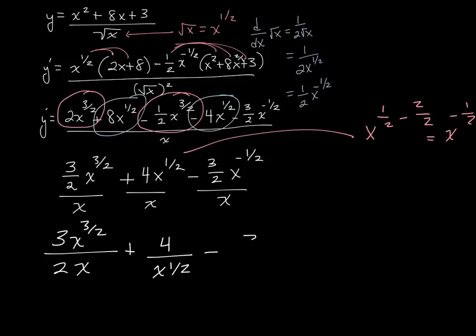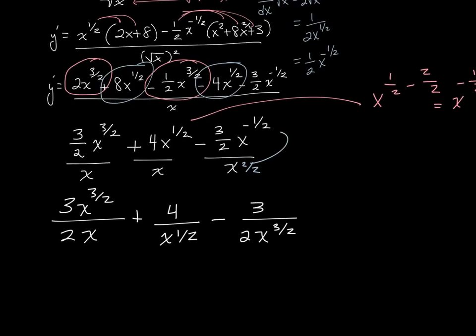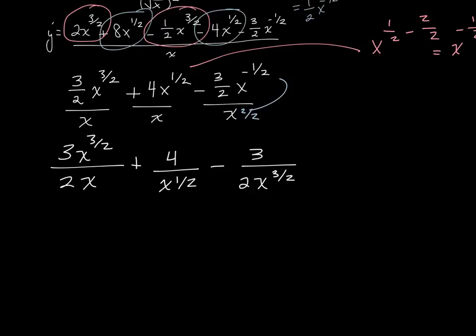minus 3 over 2x to the 3/2, because I'm taking negative 1/2 minus 2 over 2, which is negative 3/2, and I bring it to the bottom. So from here, I see that this is the biggest denominator, so that's my least common denominator. So I just go through and I see what everything needs. It's kind of how I do fractions.